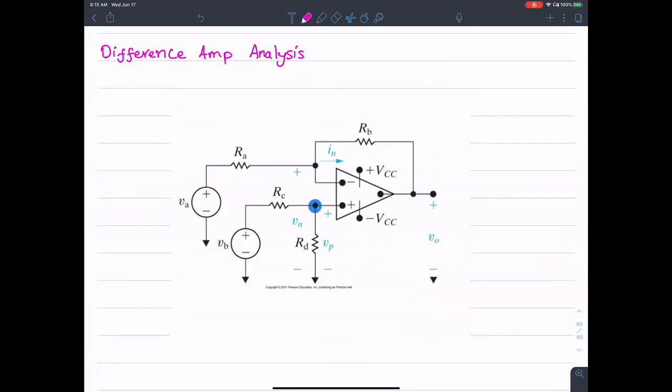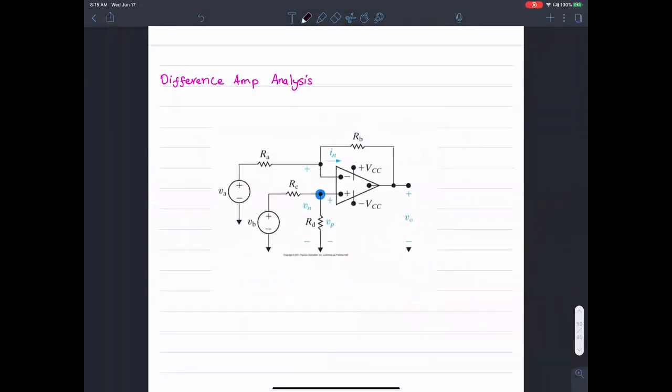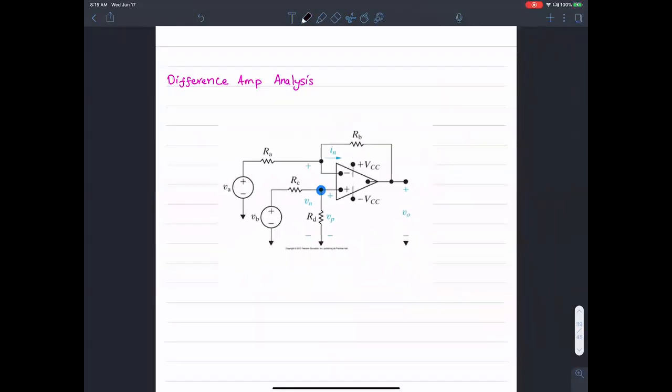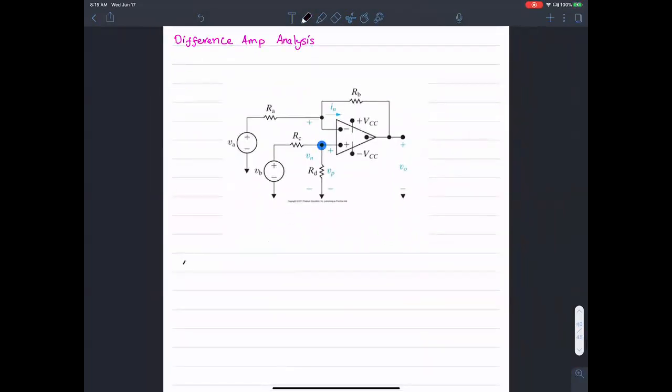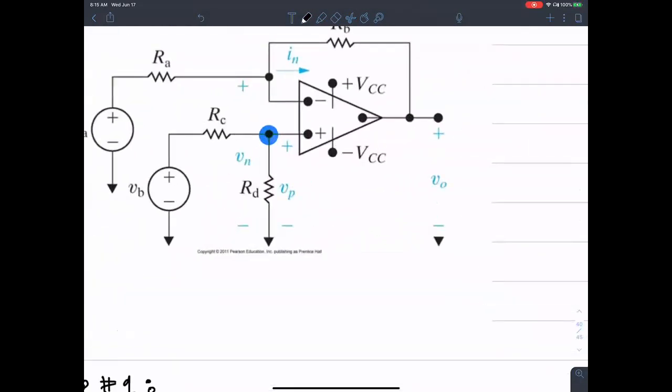Let's follow the steps one by one. I'll write out the steps. That's exactly what you said is right. We'll follow the convention. We'll set up the current directions, apply KCL. The first step that I'm going to do is step one, is to find out the value of VP, the voltage at this terminal, at this node VP.